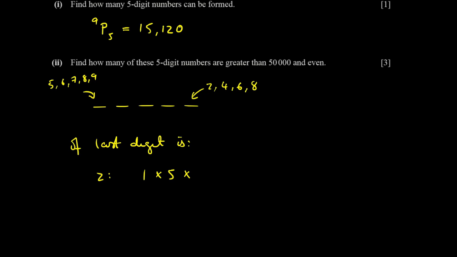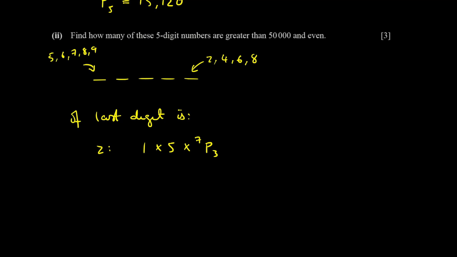Well, then what about the remaining 3 digits in the middle? Well, I'm choosing 3 digits, and I'm choosing them now out of 7 digits, right? Because I started with 9 digits, but I've already chosen 2. So there are 7 digits remaining. So this is going to be 7P3, because what's going on is I am choosing 3 digits out of a total of 7 digits where the order matters, so I'm using P.